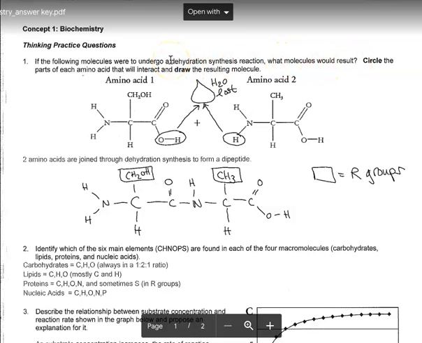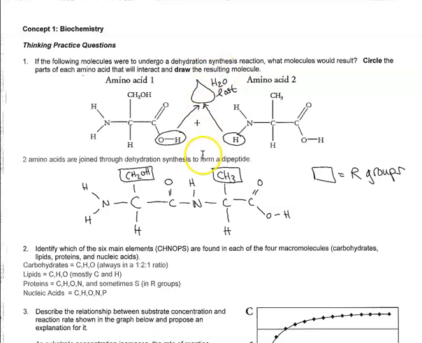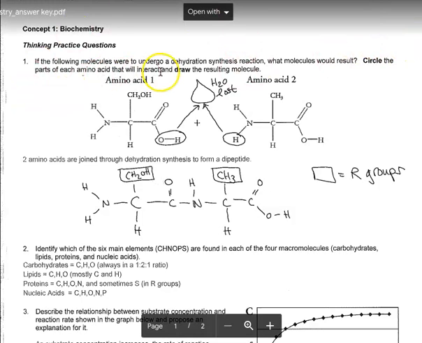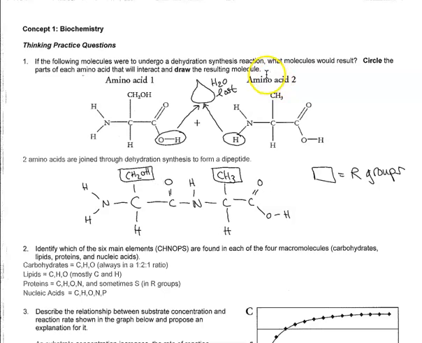First of all, remember dehydration means the loss of water, okay? So you're thinking about an anabolic reaction where there is the loss of water as a result of the joining of two different molecules. Circle the part of each amino acid that will interact and draw the resulting molecule.